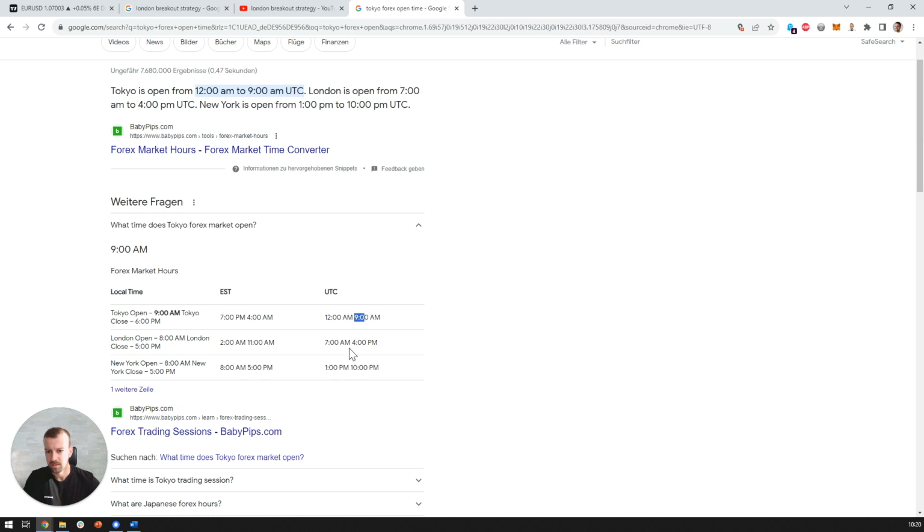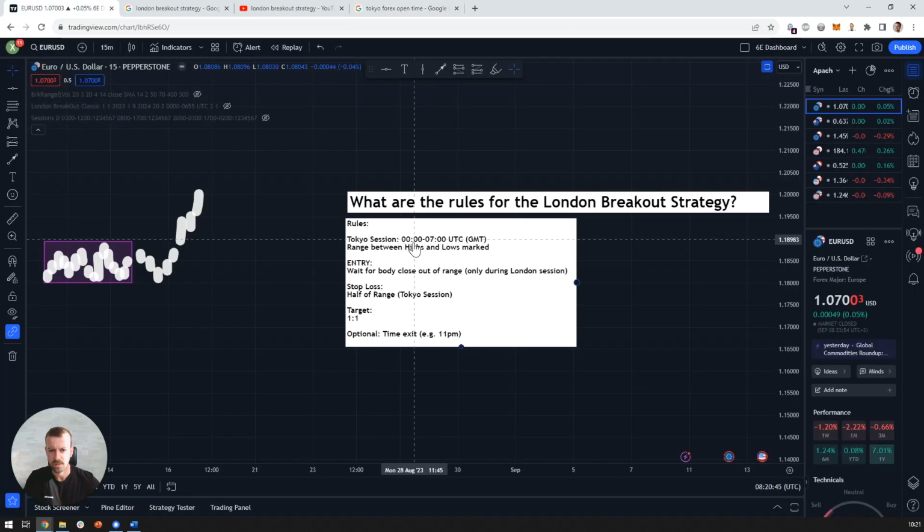And that's also the reason why we choose this time range from midnight till 7 a.m. because we want to identify the key price levels before the London session opens, and London opens at 7. So as you can see here, let's say this is our Tokyo session. We have our low and our high right here. We mark this, and then we put our entries right above the high and above the low, below the low.